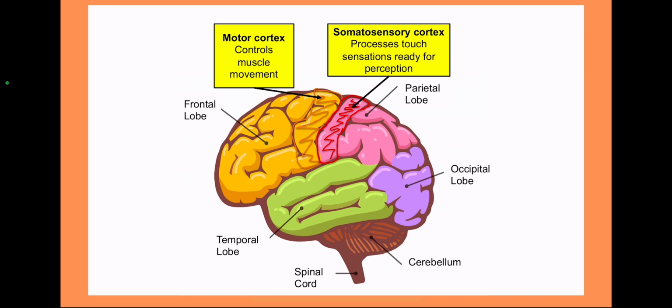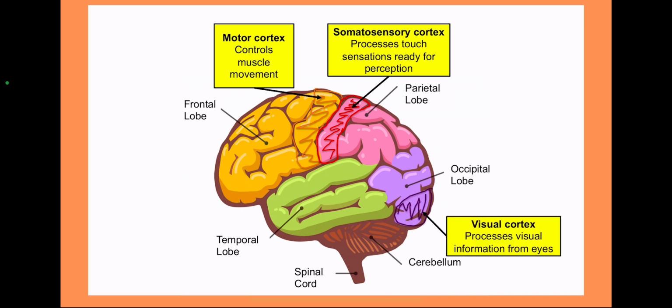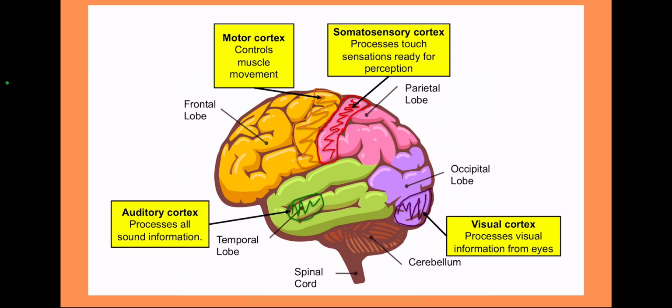At the very back of the brain is the visual cortex in the occipital lobe. It processes all visual information, colour, distance, shape from the eyes. In the temporal lobe, we have the auditory cortex, which processes all sound information received through your ears. Each of these cortex areas is present on both hemispheres of the brain, both sides of the brain. The two language areas are only present on the left side of the brain.